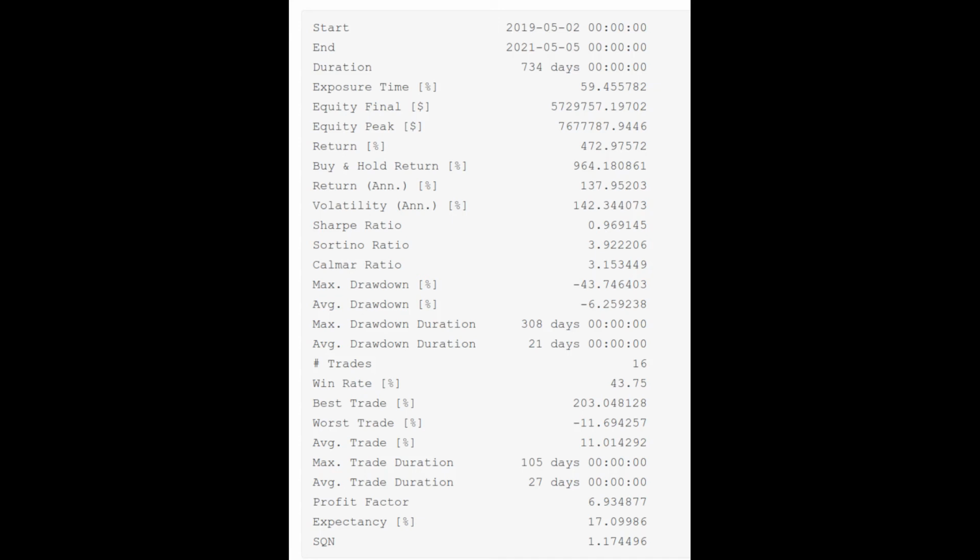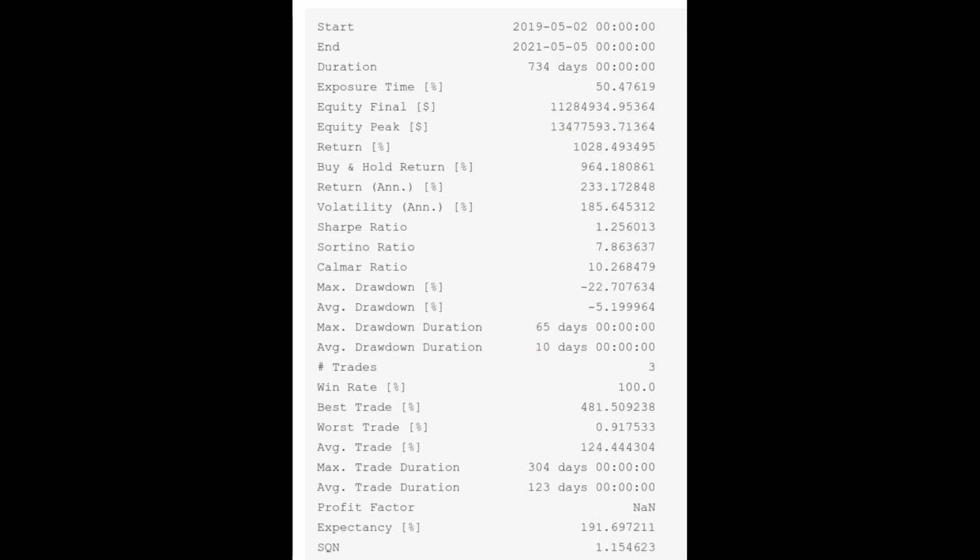Also look at the Sharpe ratio. It is below 1. We only made about half of what we would have made if we just bought and held. And here are the optimized results. We made more than buy and hold.